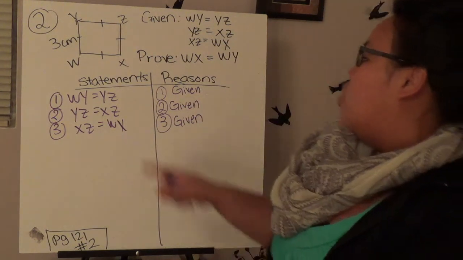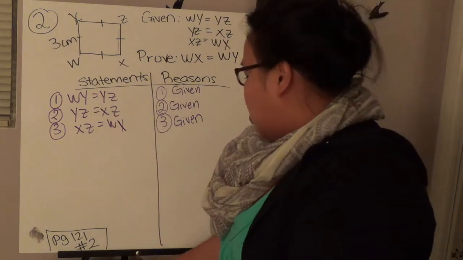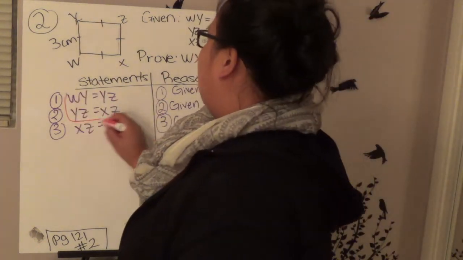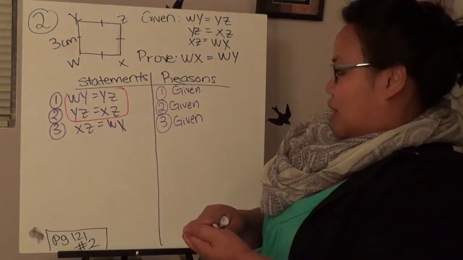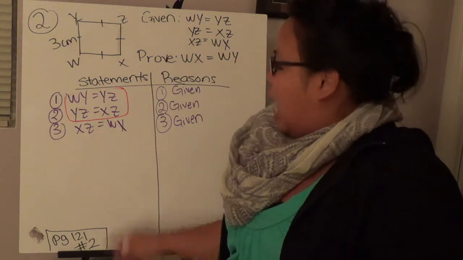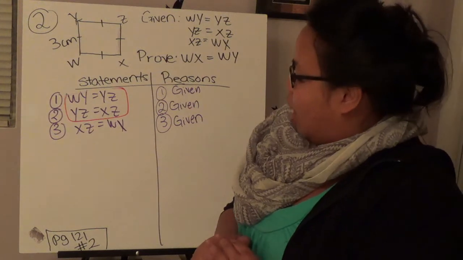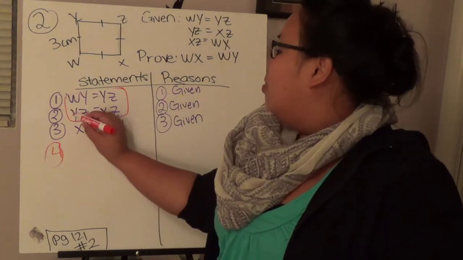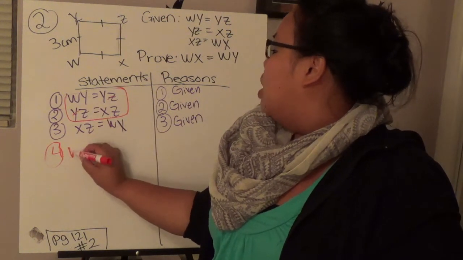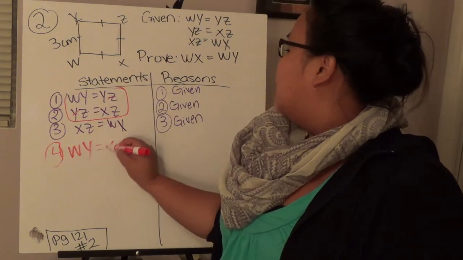WY equals YZ and YZ equals XZ. So let's focus on only these two for now. What do we see about these two? They have something in common. What is that? It's YZ. And when something is equal and has something in common, what can we do? Well, we can take that out, right, and end up with WY equals XZ.